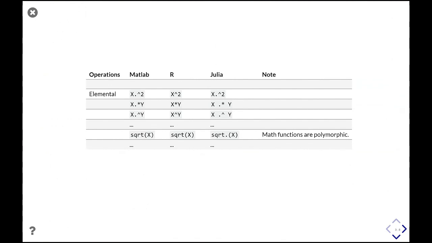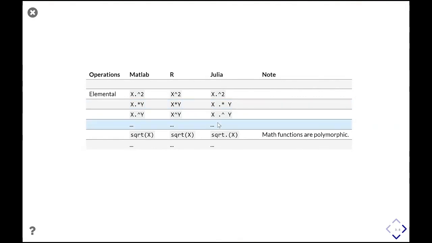Like in MATLAB and R, and also in Fortran, the mathematical functions are all polymorphic, meaning they can be applied to all basic types and arrays. But let's pay attention to the dot operators. This is similar to MATLAB. In Julia, if x here is an array and you want to raise each element to the power of 2, then you need to use the dot in front of the power operator.